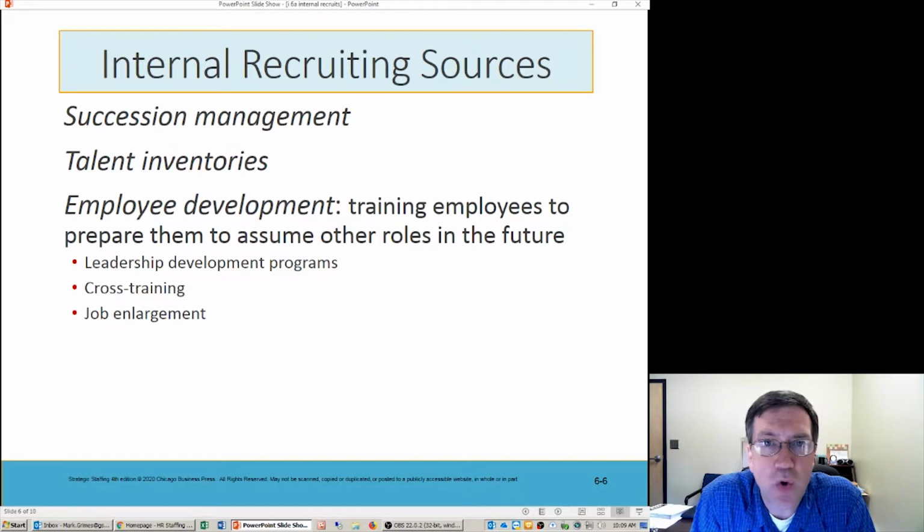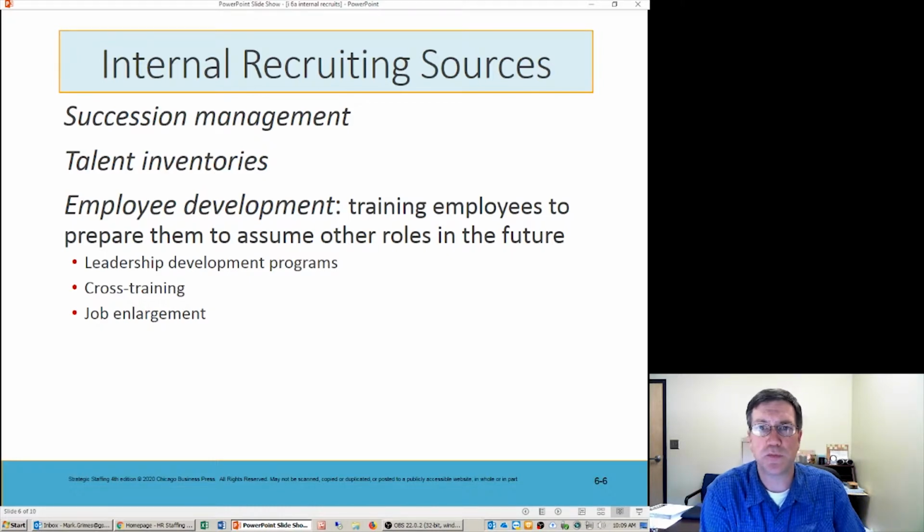So cross-training is really, really important from both a management standpoint, because you've got a lot of people you can turn to in terms of trouble, but also from an employee standpoint, because you are much more valuable to the organization. The third way that we can develop our employees is through job enlargement.